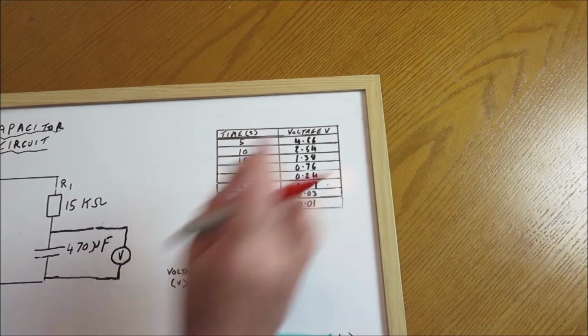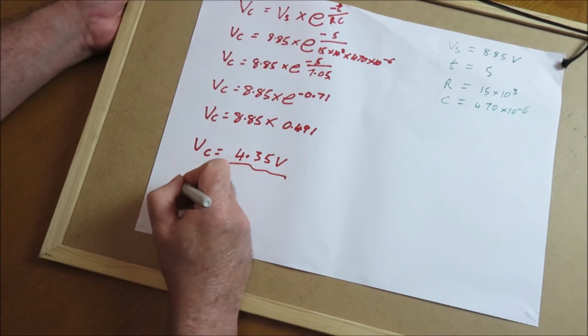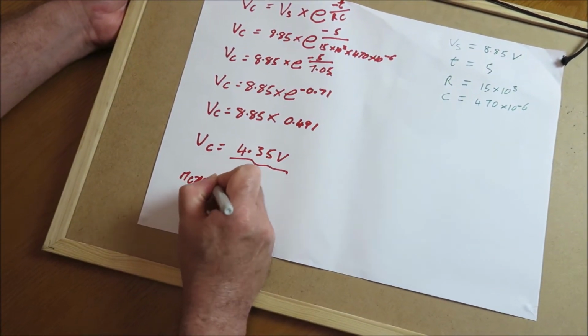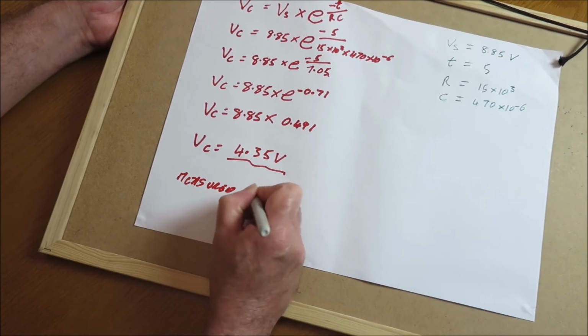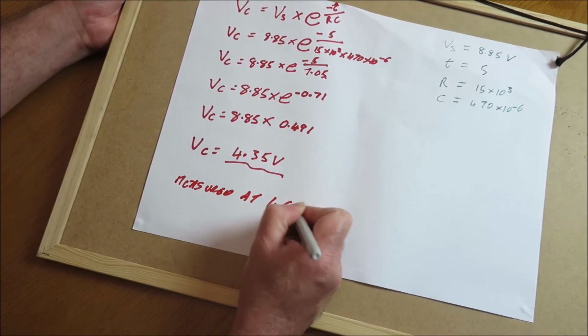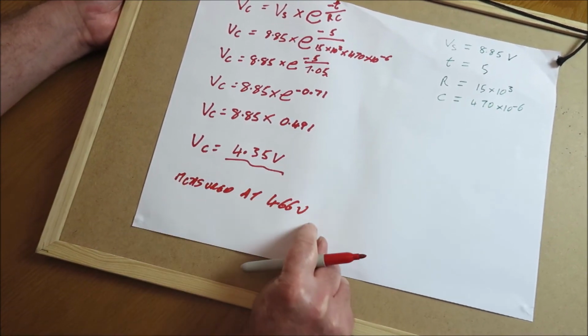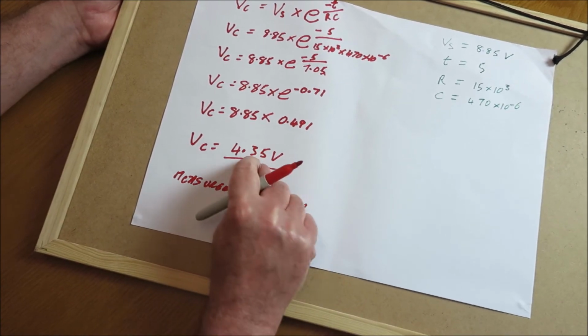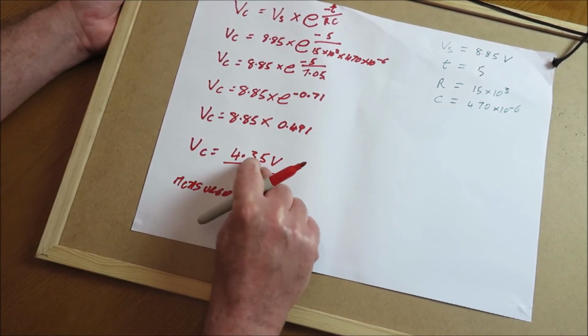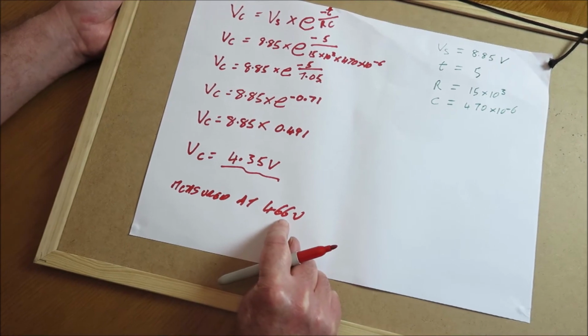We measured it at 4.66 volts. So that's not bad, considering the tolerance of the capacitor, resistor, etc. What we've measured and what we've calculated is quite accurate.